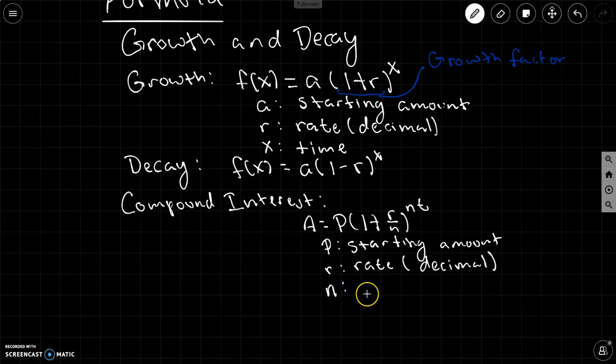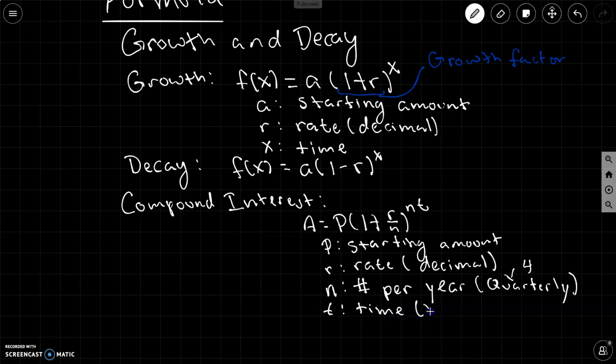N is the number of times per year that it happens. So this means something like quarterly, which just means 4. And then t is time, and this is usually in years. So that breaks down everything we need to know.